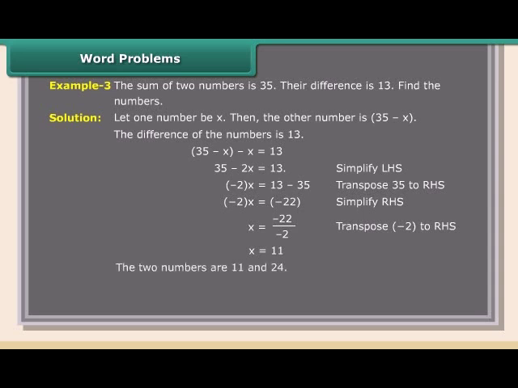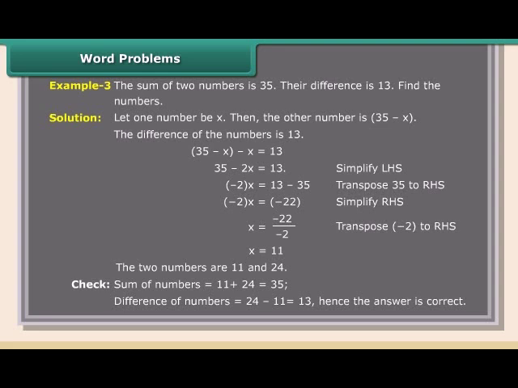The two numbers are 24 and 11. Check. Sum of numbers is equal to 11 plus 24, which equals 35. Difference of numbers is equal to 24 minus 11, which is equal to 13. Hence, the answer is correct.